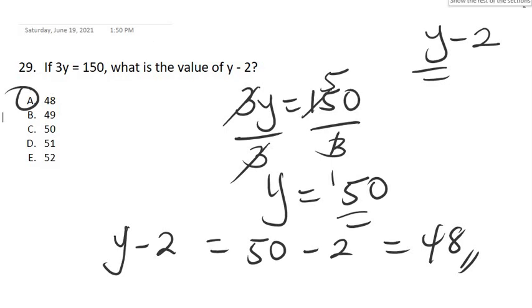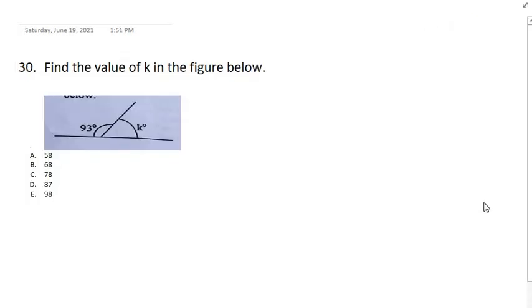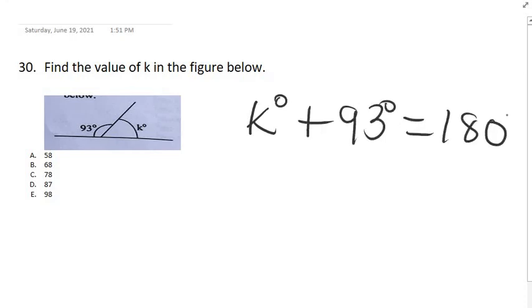Okay, the last question for today. Question 30. Find the value of k in the figure below. Okay, geometry. Now, angle on a straight line, you can see the straight line there is, the sum of the angles on a straight line is 180. So k degree plus 93 degree should give us 180 degree. So we are looking for k. Collect like terms. Move plus 93 to the right. k degree will give us 180.